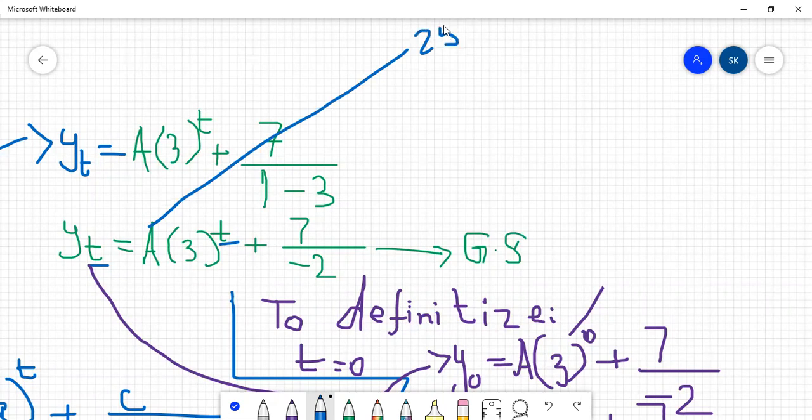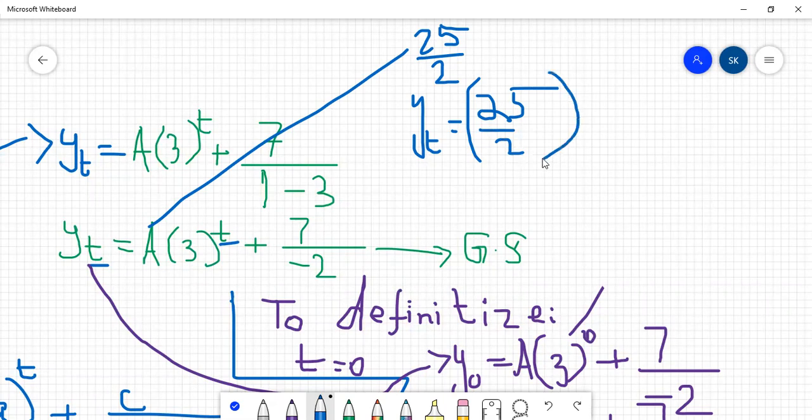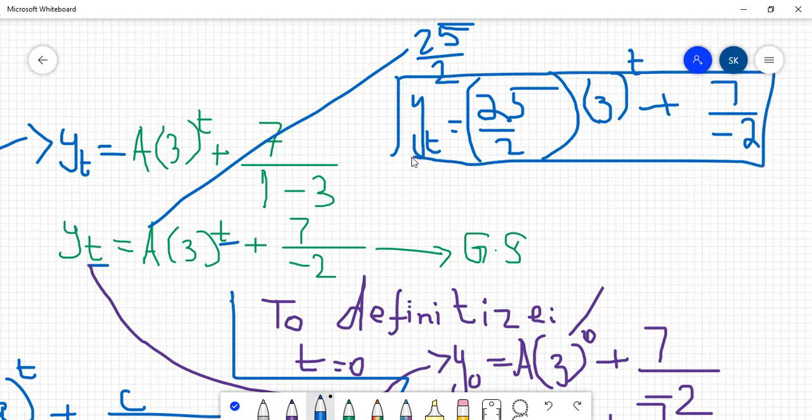In order to definitize this general solution, we will substitute the value of A into it. Therefore, the value of y t is equal to 25 by 2 into 3 raised to power t, because 3 has the power of t, so this 3 will never be multiplied with 25 over 2 unless and until we know the value of t, plus 7 over minus 2. So our question has been solved up till here, and this is the solution that we needed.